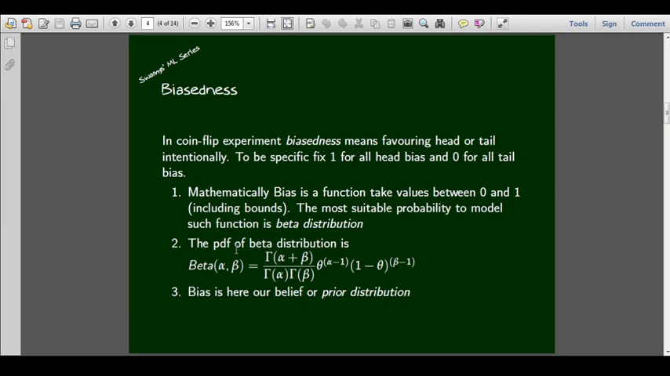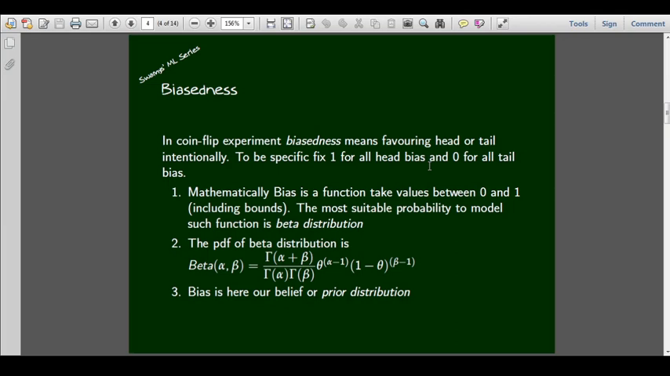So in terms of probability, if it is 50-50 chance or 0.5 chance for both the events, then it is called unbiased. Now we are going to model this unbiasedness mathematically. Then we are going to apply our Bayes theorem to calculate the probability for head or tail, whatever your interest. So in coin flip experiment, biasness means favoring head or tail intentionally. To be specific, fix 1 for all head bias and 0 for all tail bias. That means if you get 1, that means all the events gives favorable to head.